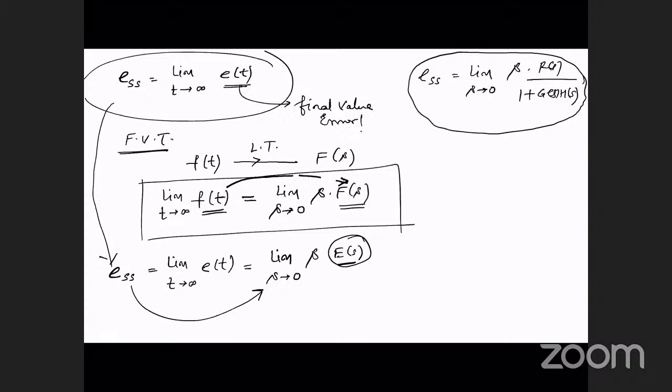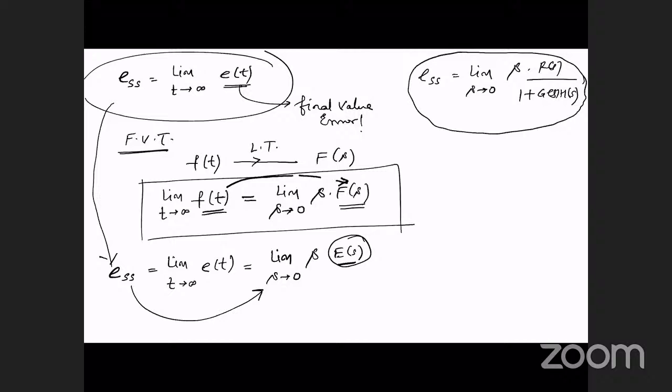Okay, I hope you understood this, guys. It's a very simple basic formula. ESS formula is derived now completely. ESS is always equal to limit S tends to 0, S into R of S whole divided by 1 plus G of S H of S, guys.